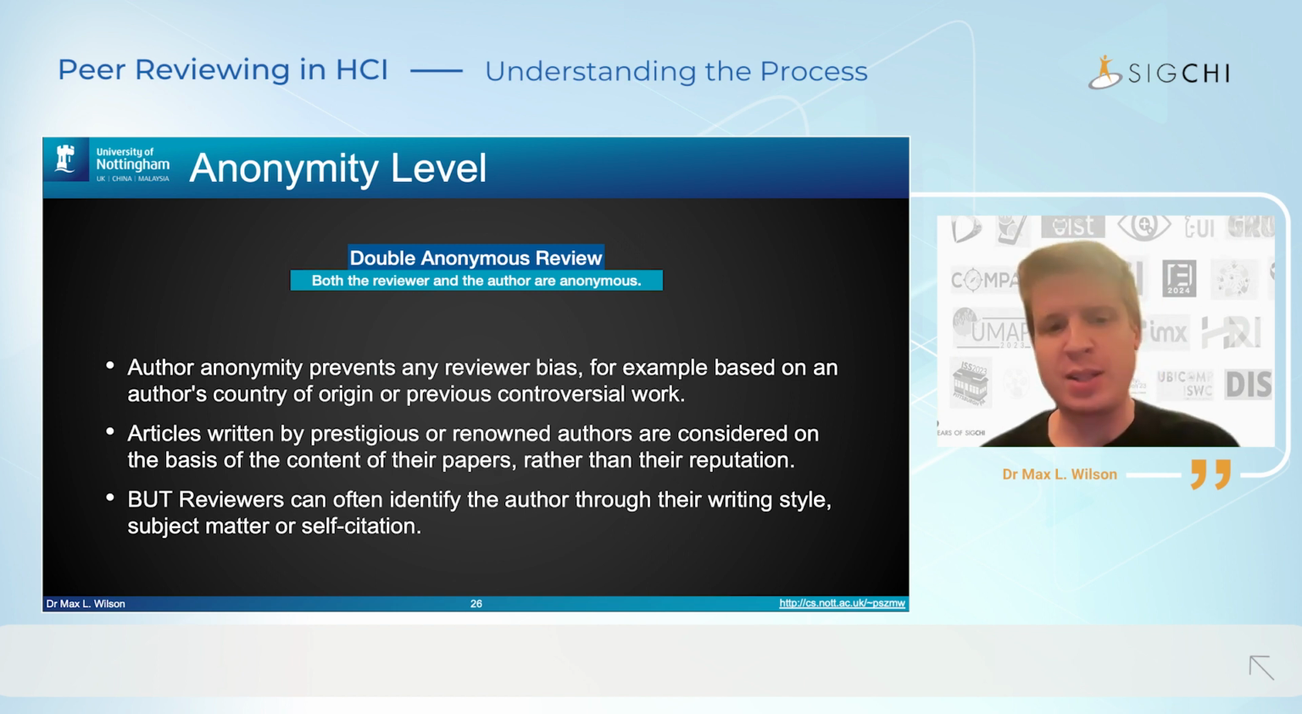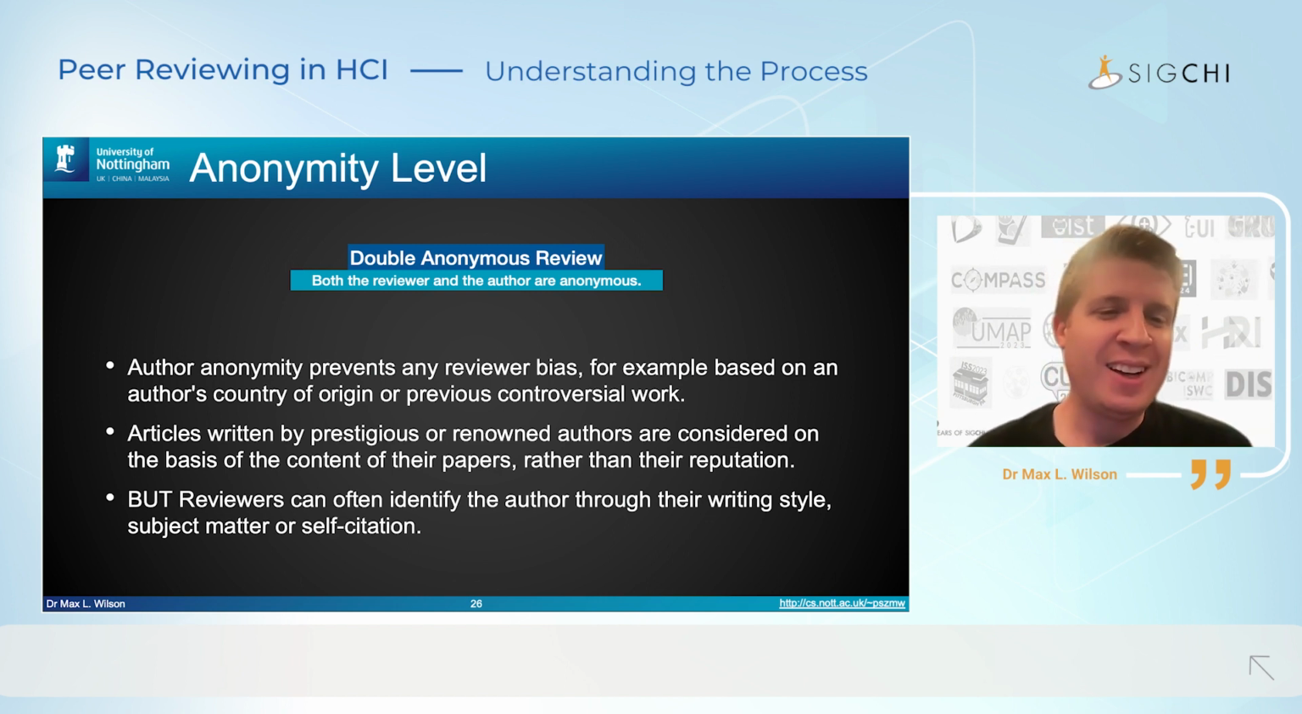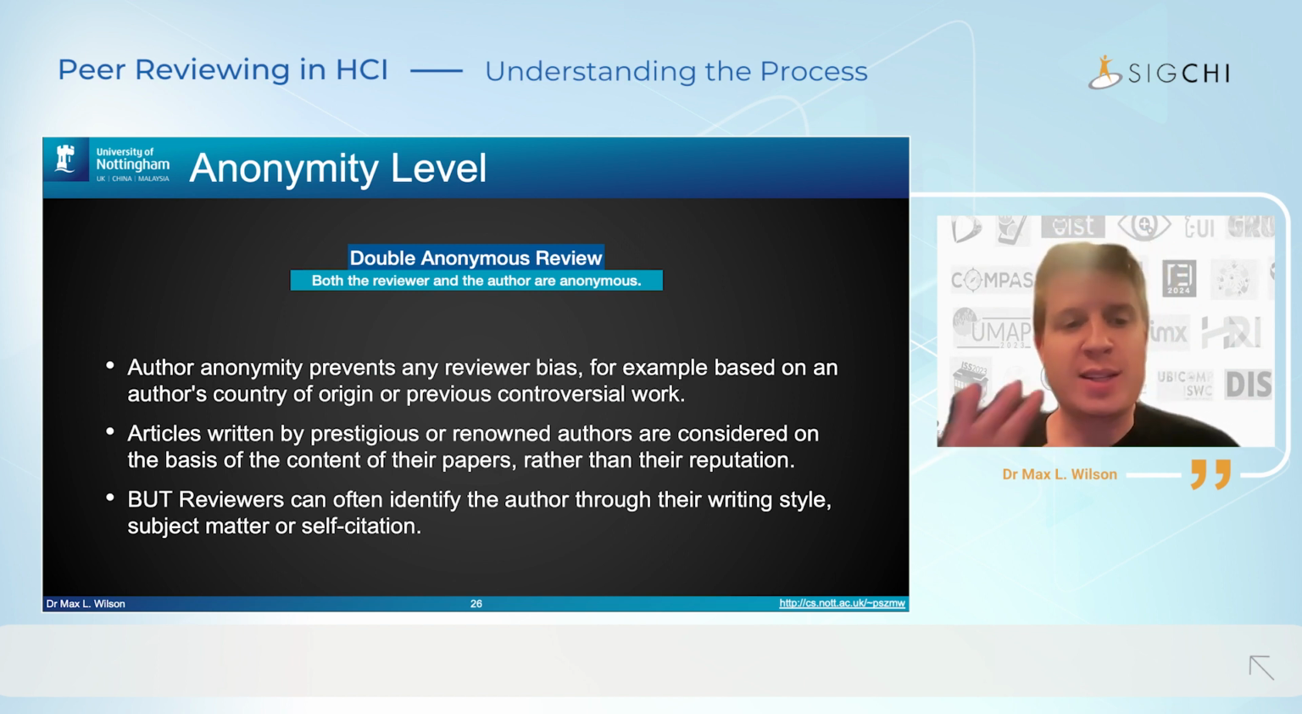Sometimes it's obvious as well from all the Wilson et al. papers I cited in my paper, which is the work I know best, I guess. So sometimes it's evident from the most cited author who the author is, but the idea behind double anonymous review is that anonymity is at least plausibly maintained.